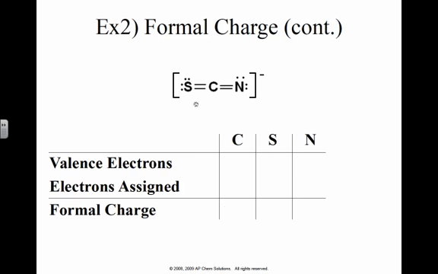If I look at this one, carbon once again is supposed to have 4, sulfur 6, nitrogen 5. Sulfur, I see 6. Carbon, I see 4.